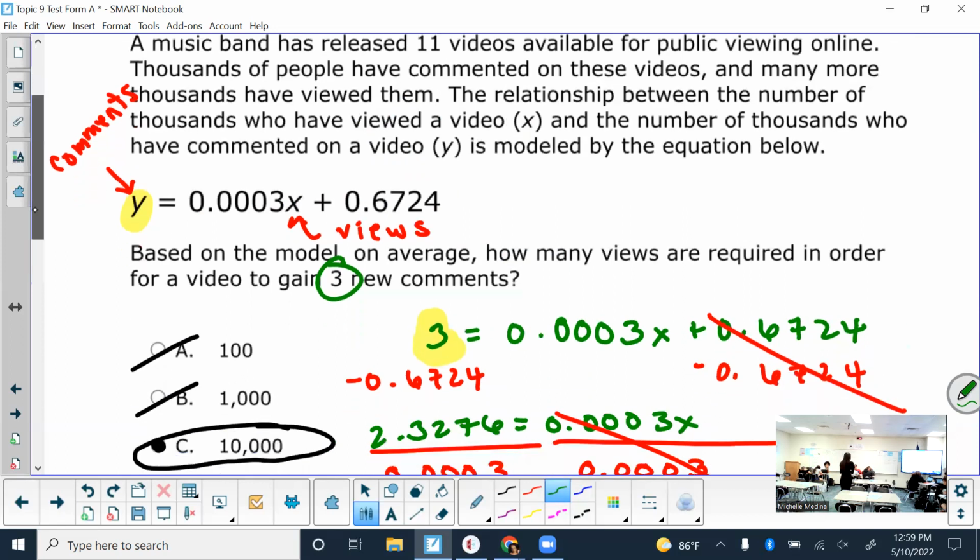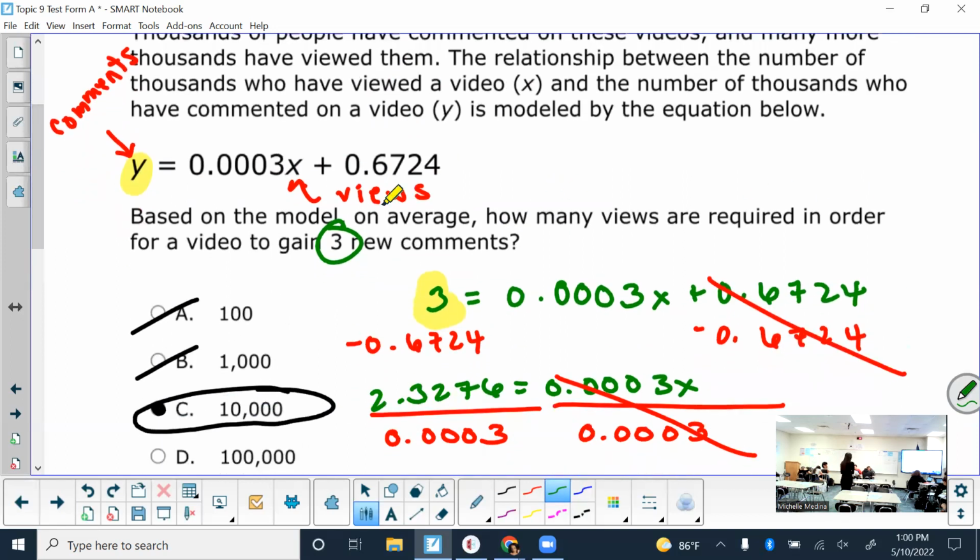So when it says on average, how many views are required in order for a video to gain 3 new comments? Where am I plugging in that 3? For the X or for the Y? Does it want to know when the video will get 3 new views? Or comments? So it has to go in for the Y. All right, so that's what we show here. We plugged in the 3 for the Y because the 3 is for comments. And we're solving for the views, which is X.